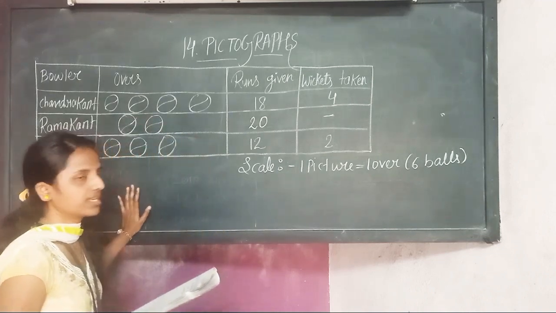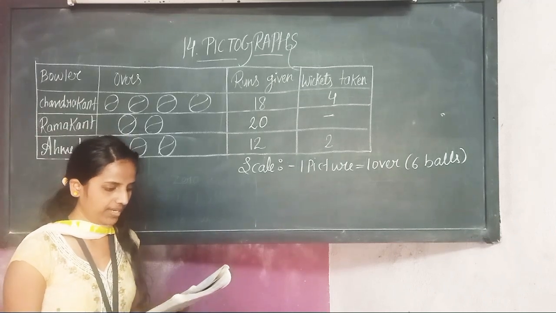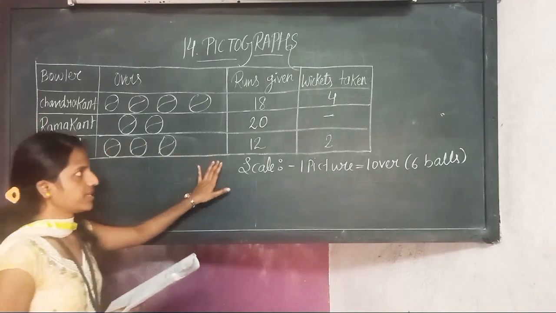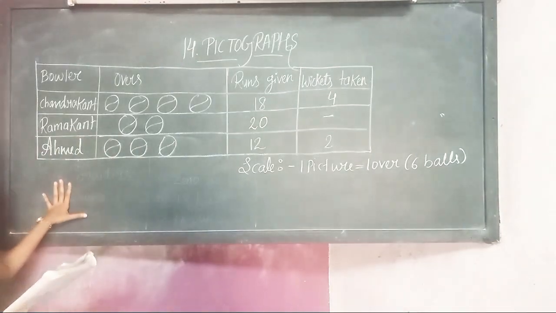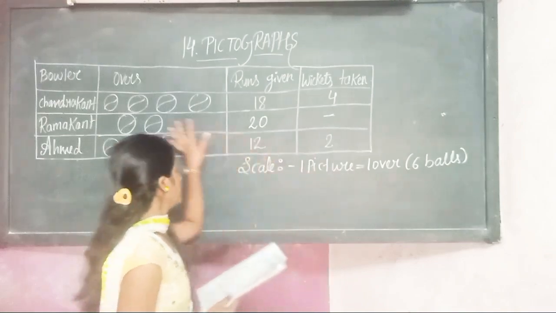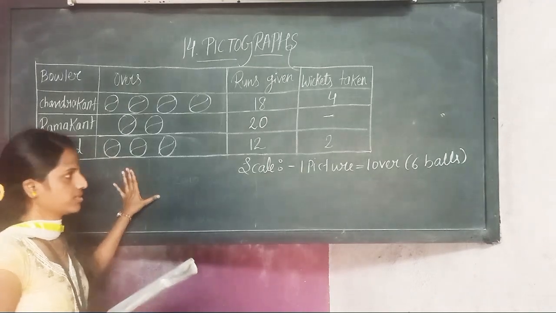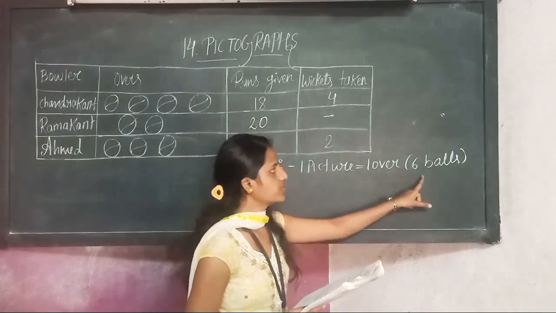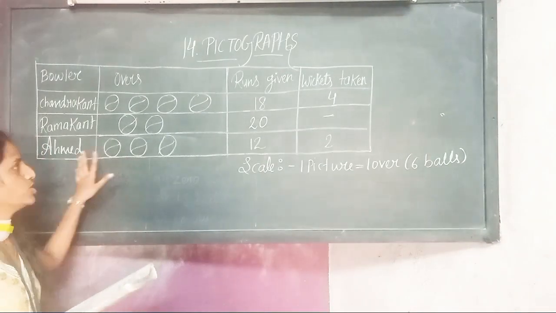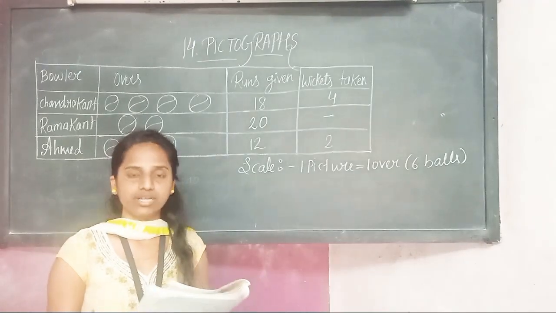Now here one table is given. It is there in your textbook. Open your textbook, page number 79. This table gives the information of 3 bowlers and the runs and wickets taken by the bowlers. The scale is also given: one picture is equal to 1 over. Here how many pictures are there? Total 9 pictures, that means 9 overs. And one picture is equal to 6 balls. If I take 2 pictures, that will become 12 balls. So according to this, we have to answer the questions given in the textbook.